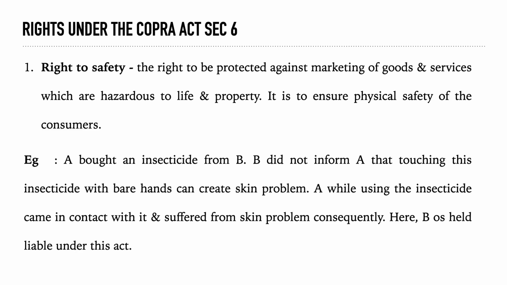Is A liable? No. It was B's responsibility to give the information that this is not safe to use directly. So make sure you take the precautionary measures and then use it for your own safety, correct? So B did not inform about the safety measures to be taken by the consumer A. Therefore, who is going to be held liable in this example? B is going to be held liable. B is the seller here and A is the buyer. So B is going to be held liable under the Consumer Protection Act. Got it? So that's the first right, the right to safety.